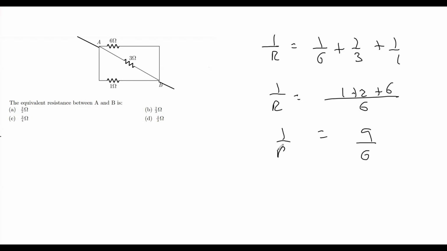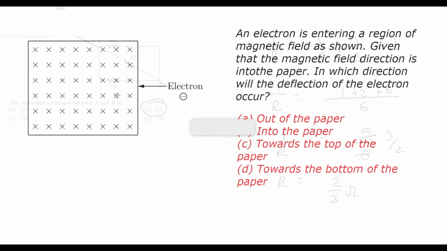So this is 1 over R, not R, right? So this is 3 by 2 ohm. But R will be the reciprocal of this, that is 2 over 3 ohm. So the correct answer is 2 over 3. B is the correct answer in this.